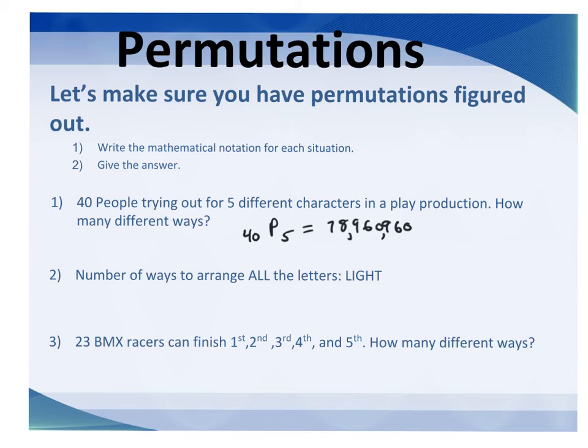Okay, the number of ways to arrange all the letters in light. Now, the word arrange means that order is important, and that means it is a permutation. So we would do 5P5, and when you do that, you end up with 120.